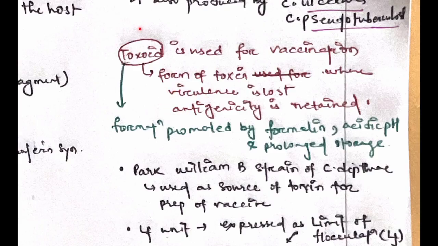How do we do it? We usually heat the toxin. So the virulence factor will be lost and the antigenicity will be preserved, and that we use as a toxoid for vaccination. So how will we do it? The formation is promoted by formalin, acidic pH and prolonged storage. Three things we use for this formation: formalin, acidic pH and prolonged storage.